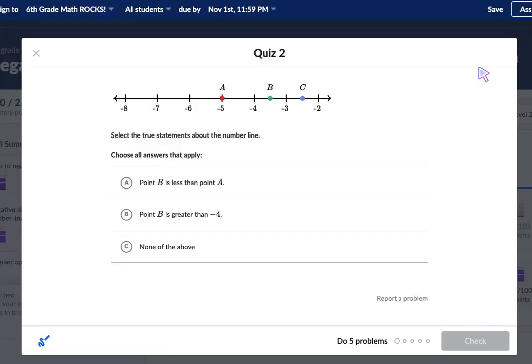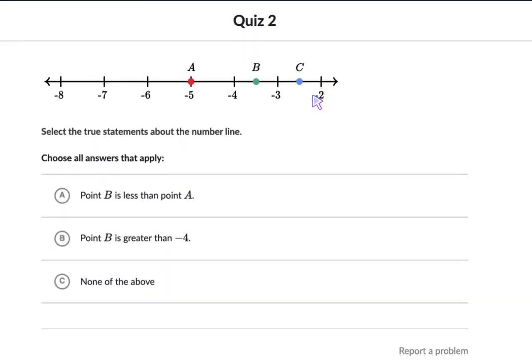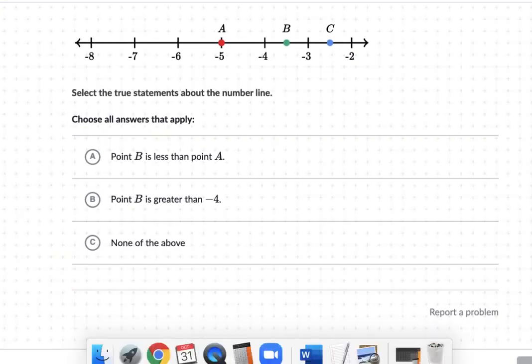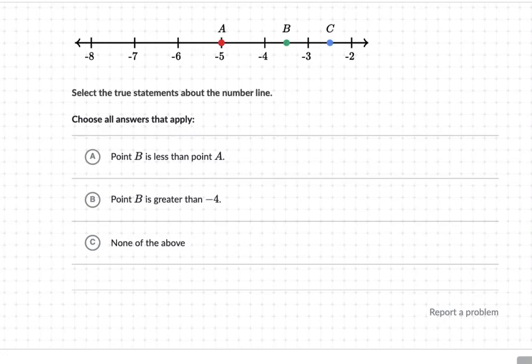Okay, let's take a look at this example. For this problem, they're asking you to select the true statements about the number line. Choose all answers that apply. So that means there could be more than one answer. Go ahead and pause the video and see if you can solve it on your own first.